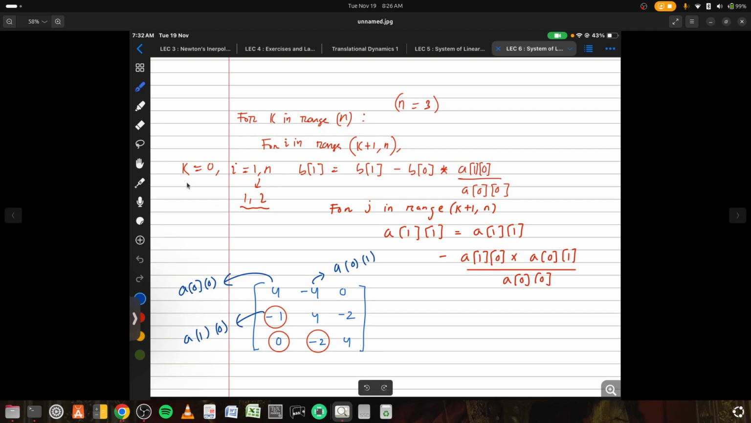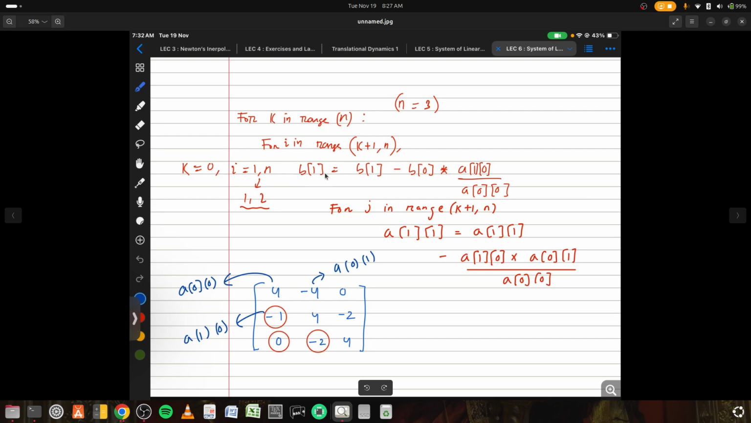So in the first iteration, the value of k will be 0. Then it will go to the second line of the loop. For i in range k plus 1 to n, k is 0. Here k is 0 in the first line. Then i will be 1, right? Because it will start from 0 plus 1, and that is i is 1. So if k is 0, then i will go from 1 to n, and that is 1 to 2, right?